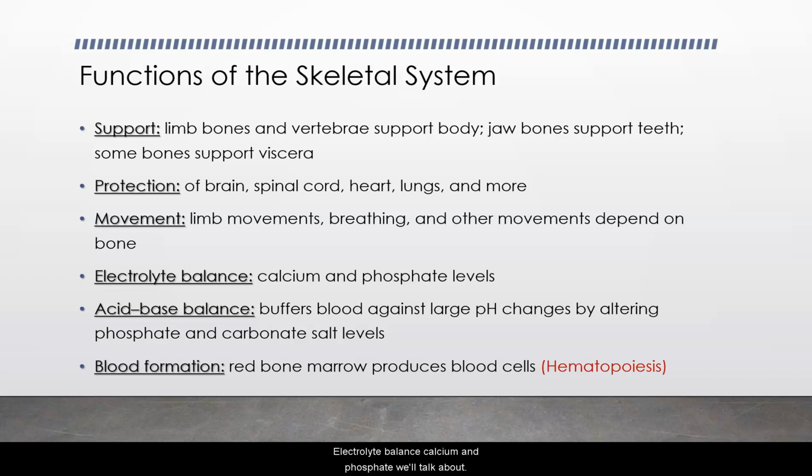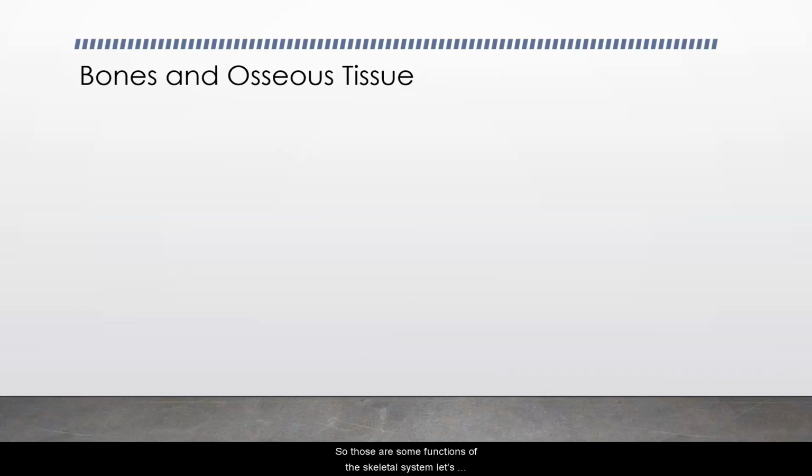Electrolyte balance, calcium and phosphate, we'll talk about. Acid-base balance, buffering the blood against large pH changes by altering the phosphate and carbonate salt levels. And then blood formation, red bone marrow, which we'll talk about, produces blood cells. That is hematopoiesis, and that is the production of blood cells. So those are some functions of the skeletal system.